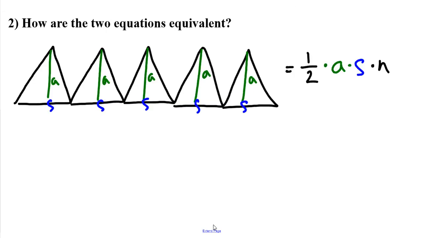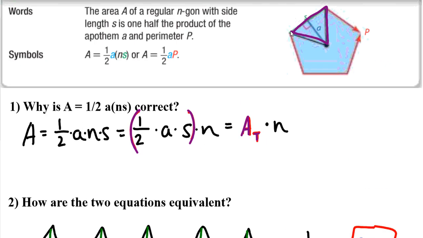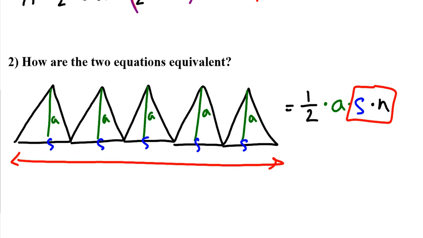But check this out. What is s times n? S times n is just the perimeter, right? All of this right here is just the perimeter. If I take the length of one of the sides and multiply by however many sides there are, that's just going to be the perimeter. So this is just the perimeter right here. So I could just instead do 1/2 times a, and then instead of doing n times s, just multiply by the perimeter. And that would be the exact same thing.